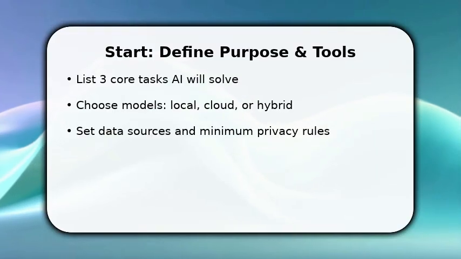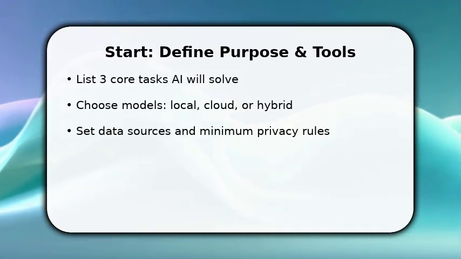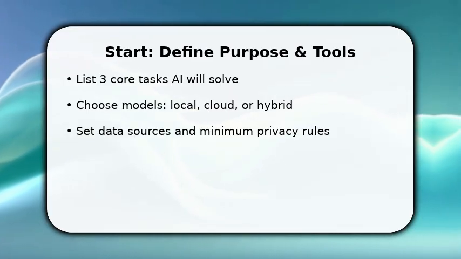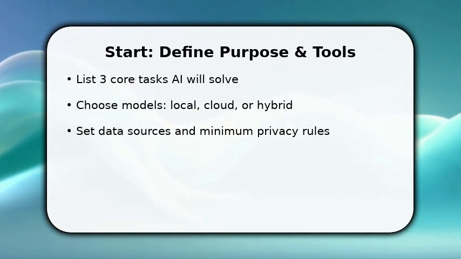You begin by being specific. Name the 3 core tasks you want AI to solve and why they matter. Once done, pick the deployment: local for privacy, cloud for scale, or a hybrid balance.